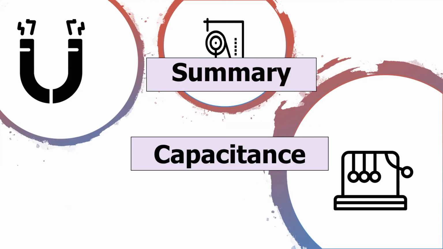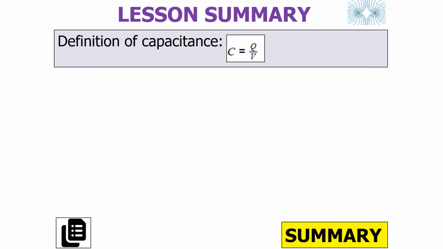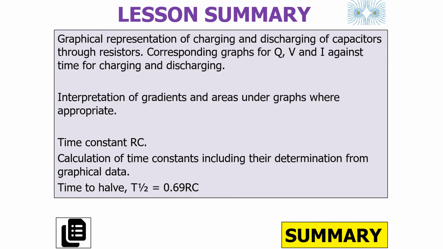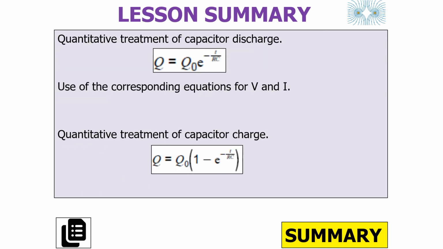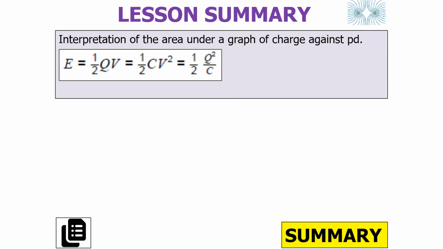So let's summarize what we've learned in this revision session. The definition of capacitance is C equals Q over V. We should know a graphical representation of charging and discharging capacitors through resistors, and corresponding graphs for Q, V and I against time for charging and discharging, interpretations of graphs and areas under graphs where appropriate, the time constant equal to RC. We can calculate time constants from graphical data, and the time to halve is 0.69 times RC. We know the quantitative treatment for a capacitor to discharge and to charge, and we also know the interpretation of the area under a graph of charge against potential difference. So E is equal to a half QV or a half CV squared or a half Q squared over C.